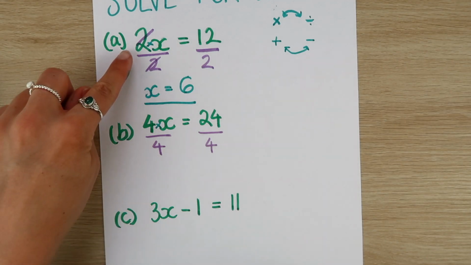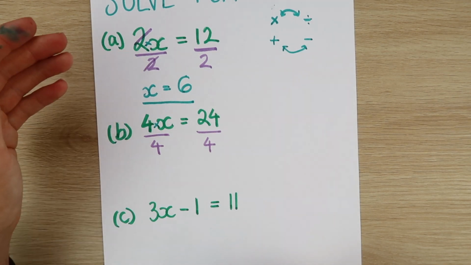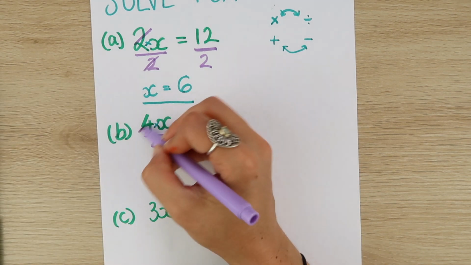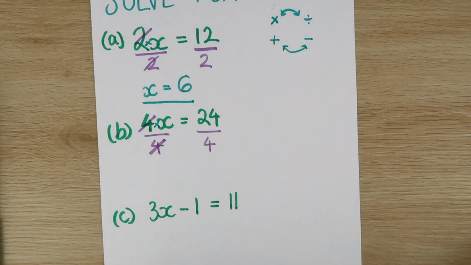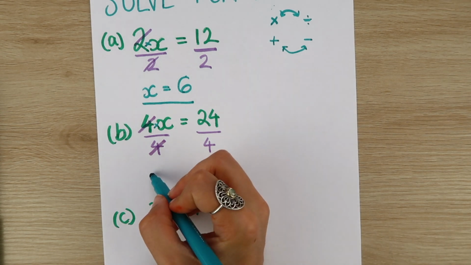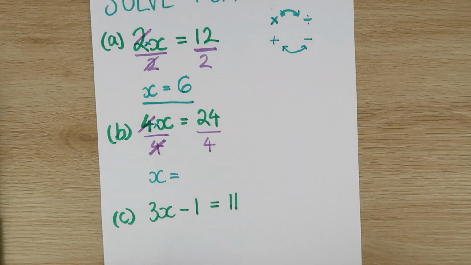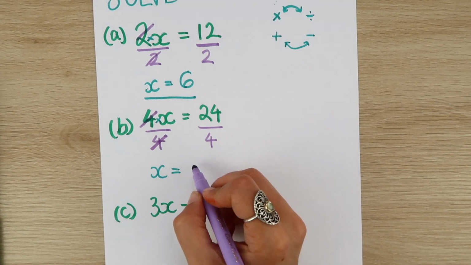Now, just like I mentioned up here, 2 divided by 2, they both cancel out because they're the same number on the top and the bottom. The same thing happens here. So I can actually cancel out my 4 here, cancel out my 4, which means that now I've got the x all by itself, which is good because that's what we've been aiming to do to solve it for x. And then 24 divided by 4 is equal to 6.